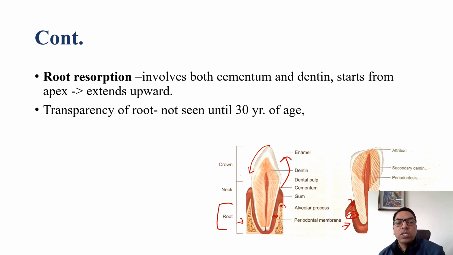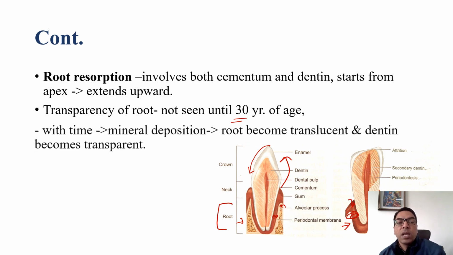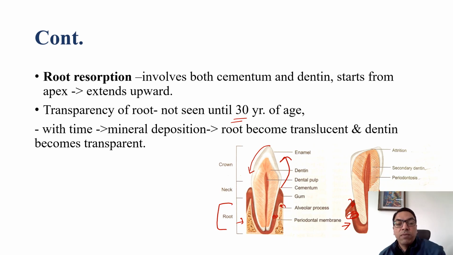The transparency of root is not seen until 30 years of age. Transparency of root is the last factor. With time there is mineral deposition, the root becomes translucent and the dentin becomes transparent. The dentin which was here becomes transparent and the roots become translucent. Transparency of root, as I said earlier, is the most important criterion. Please comment in your replies why it is the most reliable criterion.